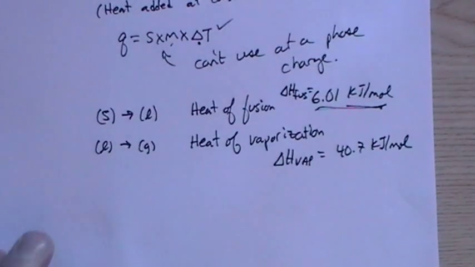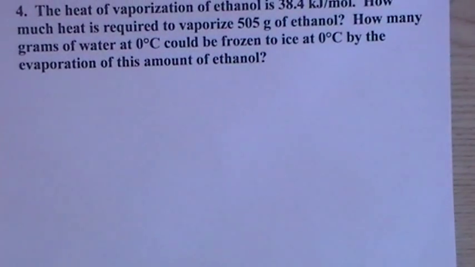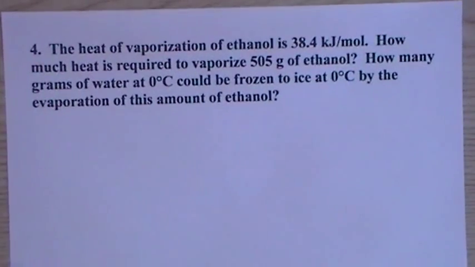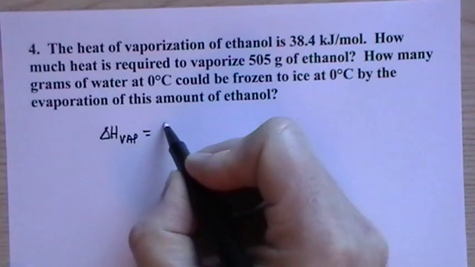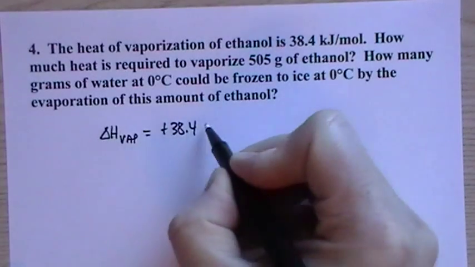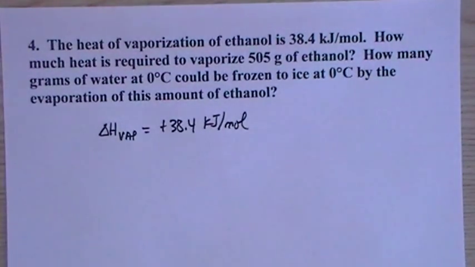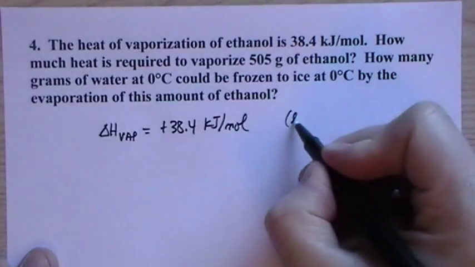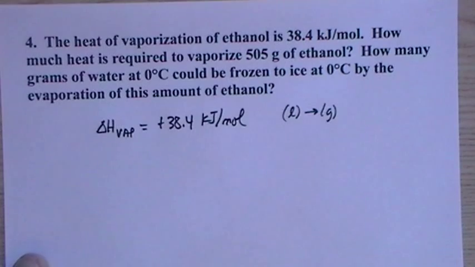Okay, so let's take a look here at a problem where we can do an actual calculation. So the heat of vaporization of ethanol, so we'll put delta H VAP, is equal to plus 38.4 kilojoules per mole for ethanol. For every mole of ethanol that we want to vaporize, that we want to take from a liquid to a gas state, it's going to require 38.4 kilojoules.